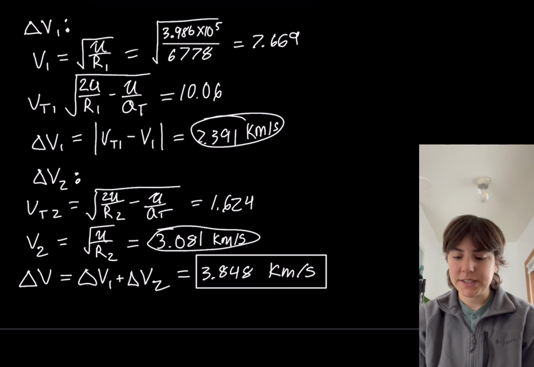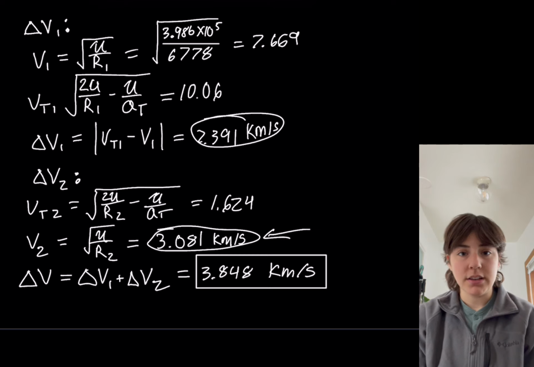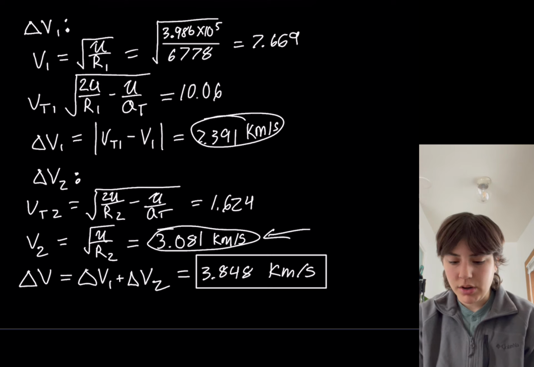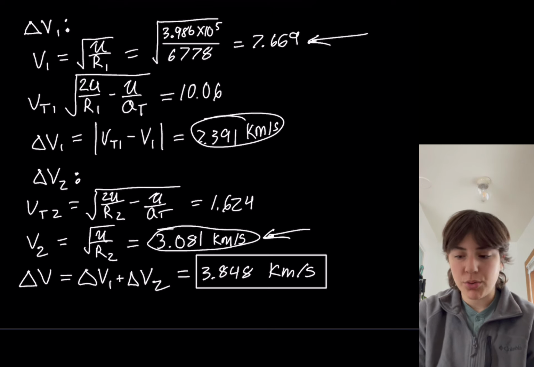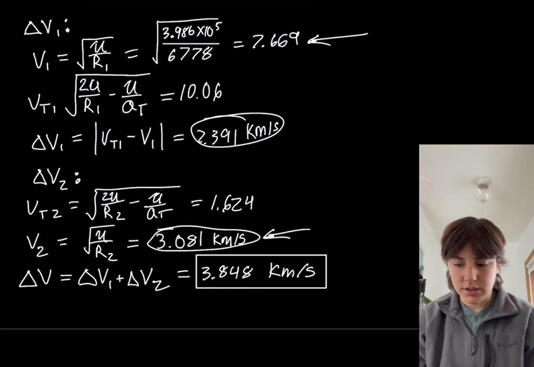So as you can see, the spacecraft added 3.84 kilometers per second to its velocity, but it slowed down because of the trade-off between kinetic energy and potential energy. So the velocity on the second orbit was a lot less than the velocity on the first orbit, even though you were adding 3.8 kilometers per second of velocity to the spacecraft.